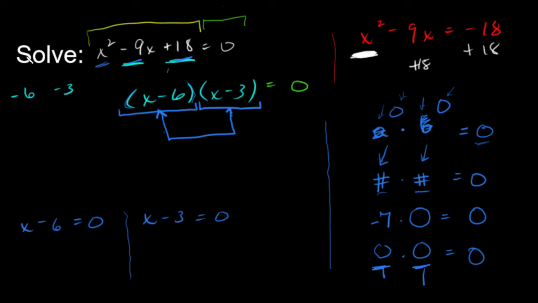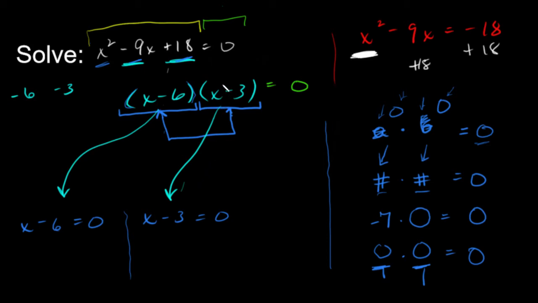So that means you have to accept that either x minus 6 is 0 or x minus 3 is 0, or both of them are 0. And that is why we set this equal to 0 and solve, because either this piece here is 0 or this piece here is 0. And so we set them up as equations.